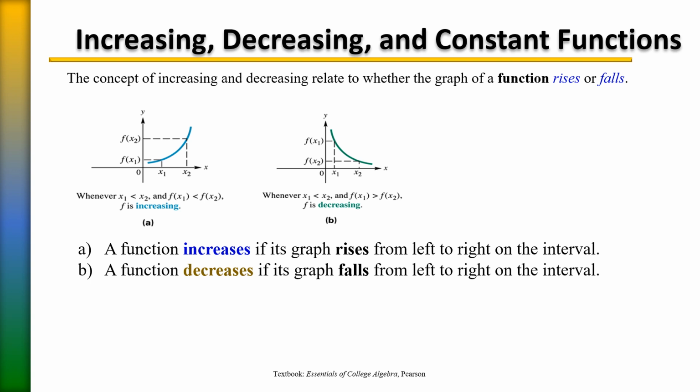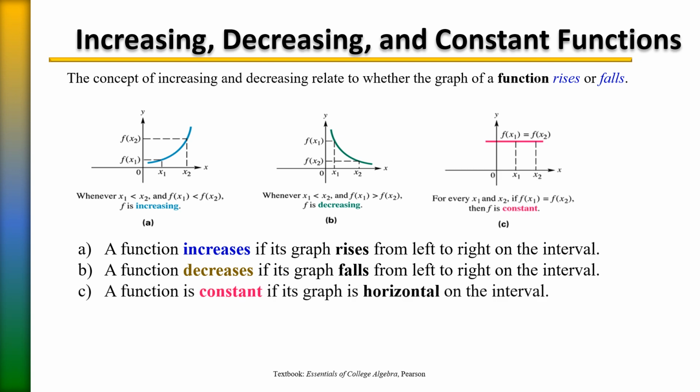A function decreases if the graph falls from left to right on the interval. And if a graph does not rise or fall, if it stays the same, we call that constant. So a function is constant if the graph is horizontal on the interval.